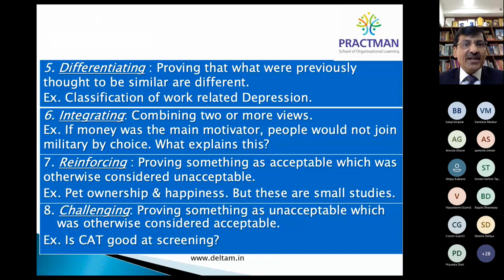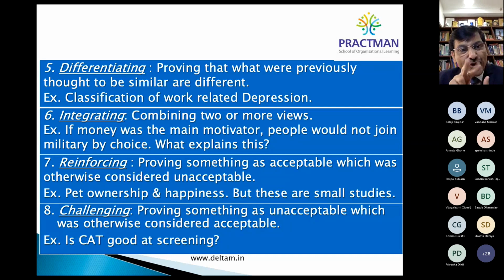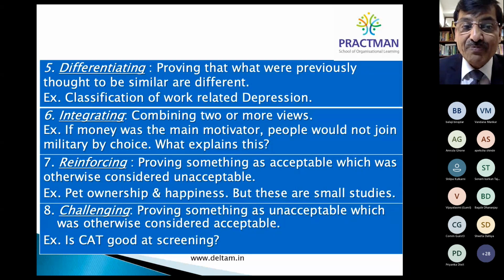Somebody may prove that what was earlier considered to be similar is not actually similar, it is different. That means his scope of research is to differentiate two phenomena which earlier looked similar. Like, for example, in psychology, somebody may do a research and say that depression because of family problems is different from depression because of work related problems. And he may come out with differentiating criteria. That also is a research contribution.